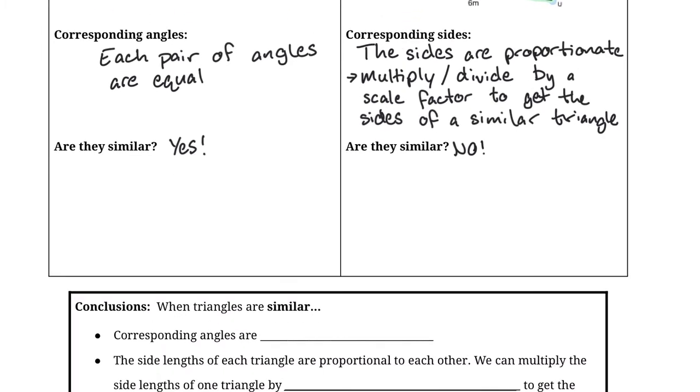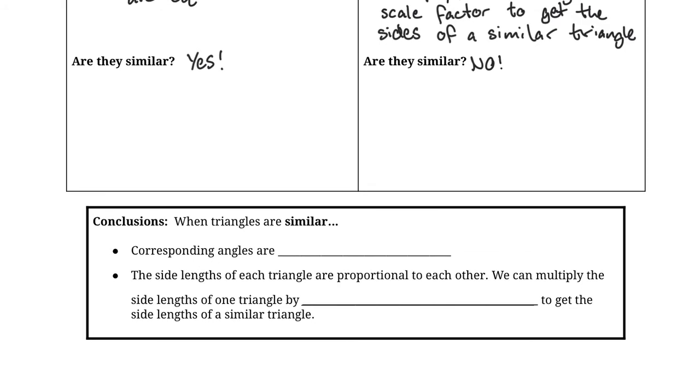So let's summarize this in a conclusion. When two triangles are similar, the corresponding angles are equal. They are the same. Every angle in one triangle will be equal to another angle in a similar triangle. And the side lengths of each triangle are proportional to each other.